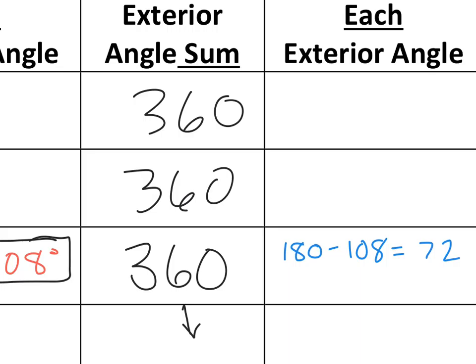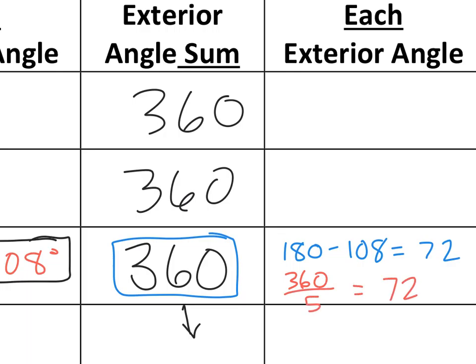You can also find that by taking this number, 360, because all the angles have to add up to 360 on the outside, and dividing it by how many sides there are for the polygon. So 360 divided by 5 also equals 72. So either of those methods are perfect.